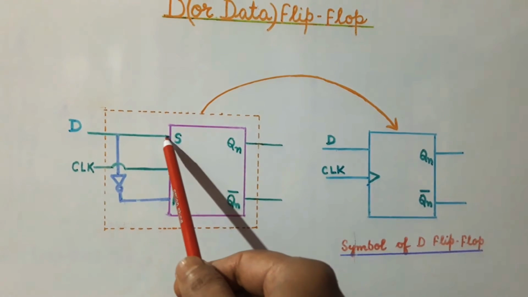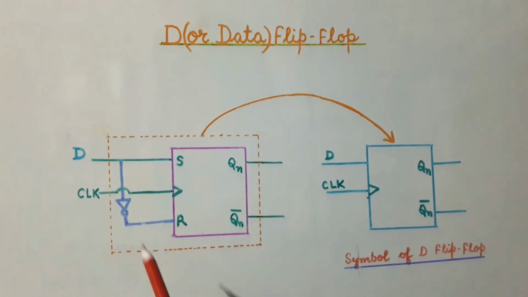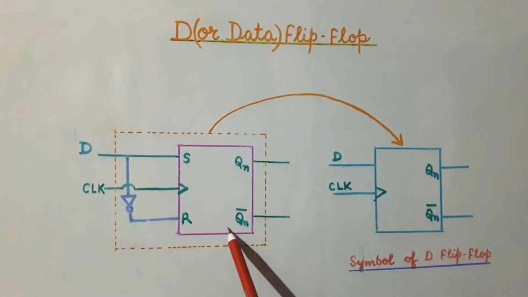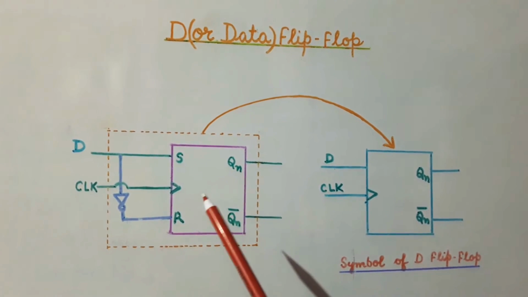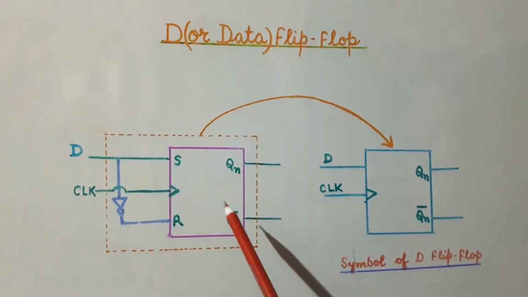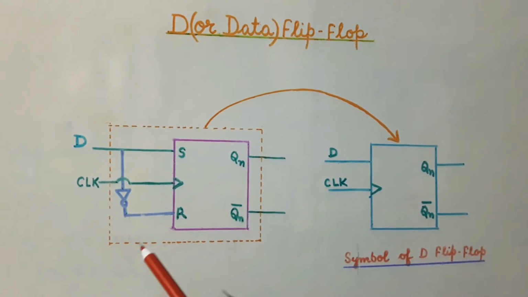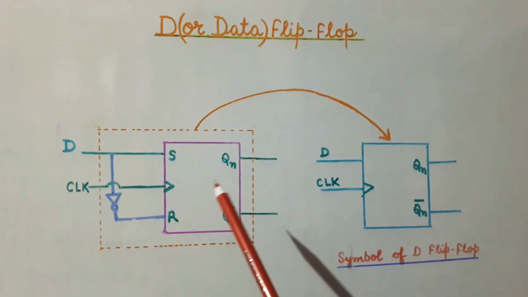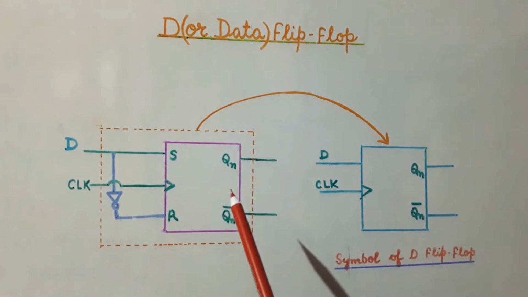Here D is the data, and this is one of the most commonly used flip-flops, because in a D flip-flop we just give the inputs, we store the data, and then we remove the clock and our data will be there. So, the D flip-flop is a very important flip-flop.